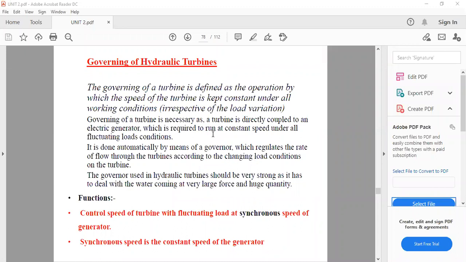Actually, in a turbine power plant, meaning a water turbine power plant, an impulse water turbine power plant or a reaction water turbine power plant, our turbine speed varies continuously because of fluctuating load. So it is necessary to control the speed of the turbine at a constant speed. That's why we are required to control the speed of the turbine shaft.